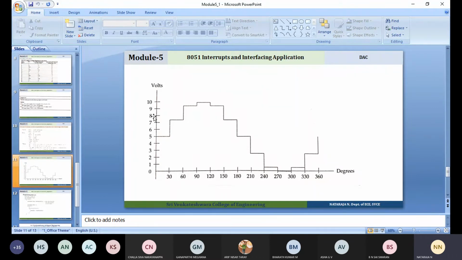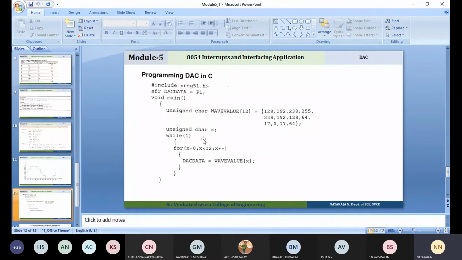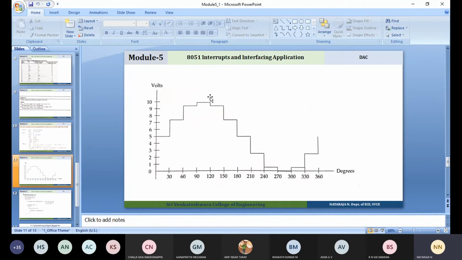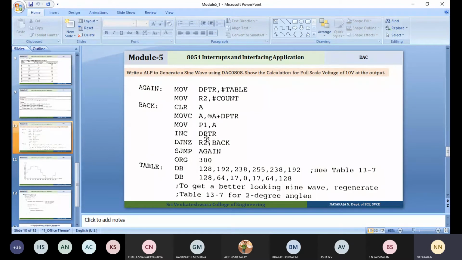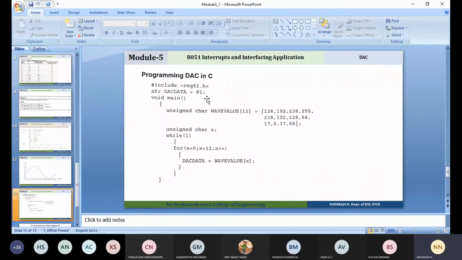This will be the same. Then you are going to write a program in C, meaning you are going to change these values. For the present one, it will be include reg51.h. This is the library for your 8051. DAC data is equal to port 1. We are going to assign port 1 here; this is the port 1 we are going to consider, like MOV P1, A. Here we are going to consider port 1.